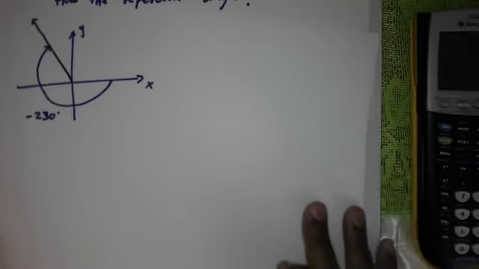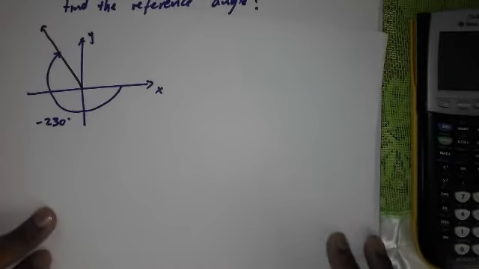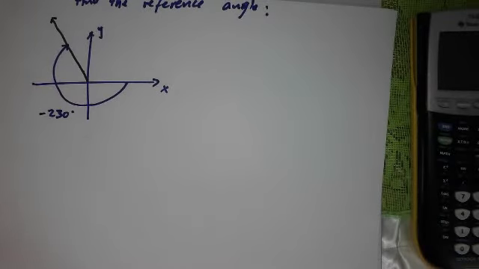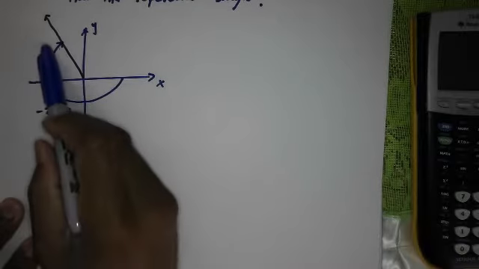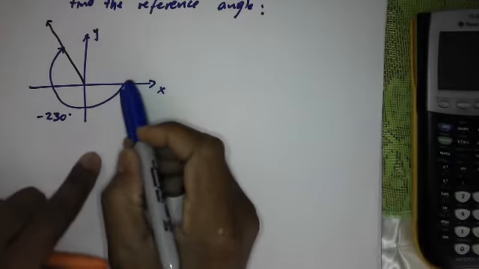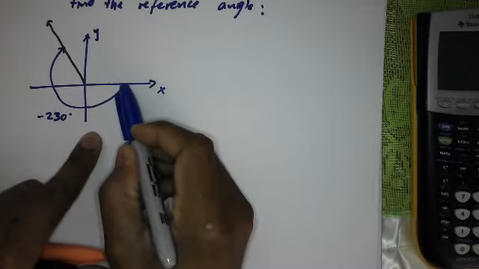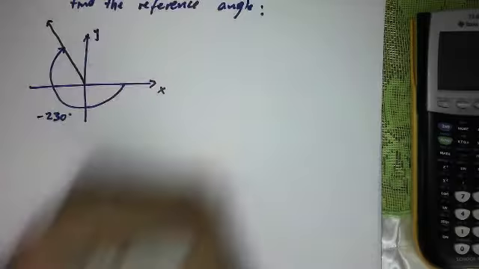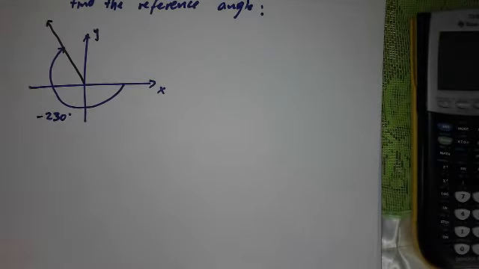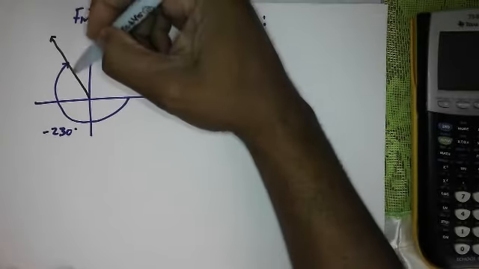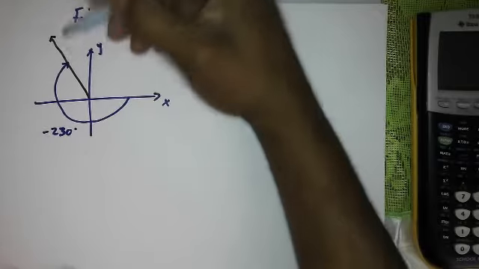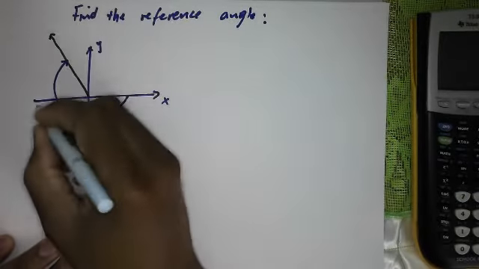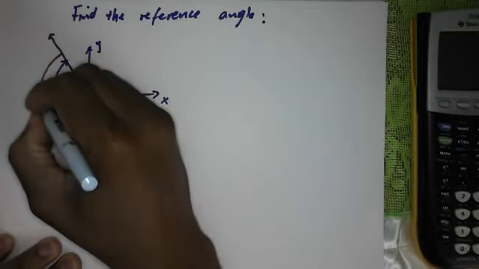So for this example, they ask us to find the reference angle. Now, if you look at it, we move in a negative direction. All right, so the angle starts here, as we said before, from the x-axis in the first quadrant, and it ends here. Because it stops here, this is what we call our terminal side. Okay, so the reference angle is formed between the terminal side and the x-axis. So this is your reference angle.